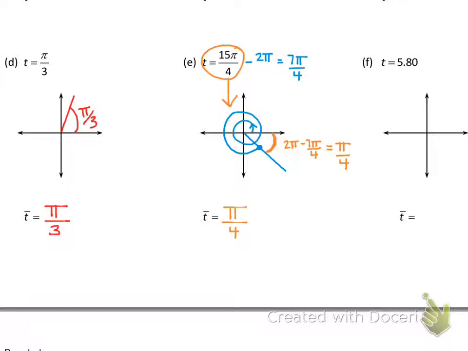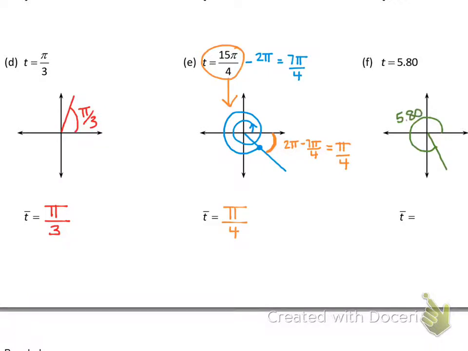So for problem F, it looks a little odd because there's no pi, but that's okay. 2 pi is greater than 5.8 because 2 pi is 2 times 3.14 and so on, so that's at least 6 something. So that puts us in the 4th quadrant, let's say about here. So all the way around is about 5.8.